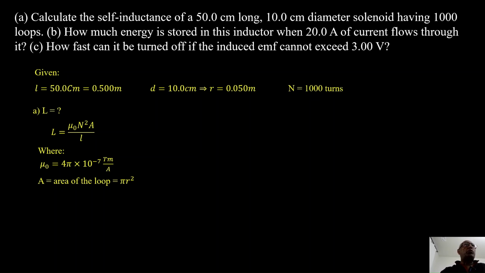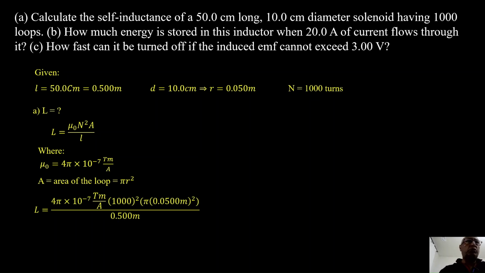So now we can just plug in the numbers and calculate for L. L will be equal to 4 pi times 10 to the minus 7 Tesla meter per amp multiplied by the number of loops squared, which is 1000 squared, times the area of the loop, which is pi times 0.0500 meter squared, divided by the length of the solenoid, and that's 0.5 meters. And that yields 0.0197 Henry, and that's equal to 19.7 millihenry.